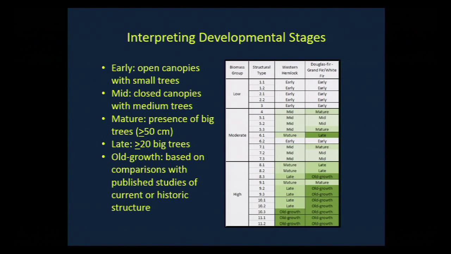What might be a mature or late developmental stage in western hemlock, where things grow very fast and development is rapid, might be an old growth condition in grand fir and white fir, potentially, since dead wood on the ground is maybe not as big a component of the old growth structural conditions in those. So it's a little bit sticky, and there is definitely some subjective interpretation that needs to go into any application based on this.